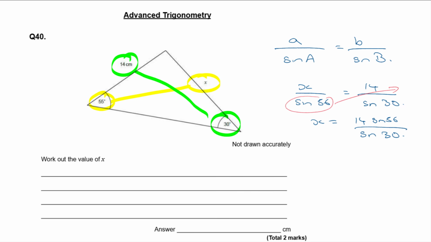x equals 23.2. Now, before I move on, it's good to have a sanity check here. Does that look about right? It's quite long, 23.2. It's about half as long again as the other one, but it's not outrageously long. I think I'm going to go with that. Remember, 56 is a bigger angle, so you'd expect it to be a longer side. Yeah, so I'm going to go with 23.2. Doesn't look too crazy there.